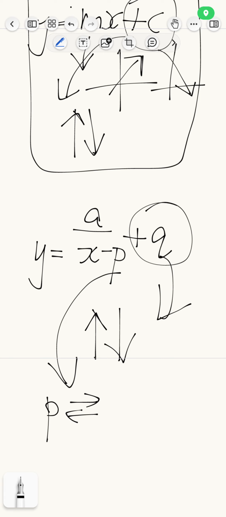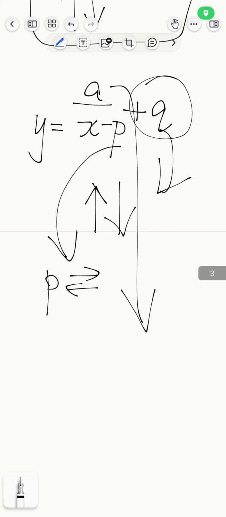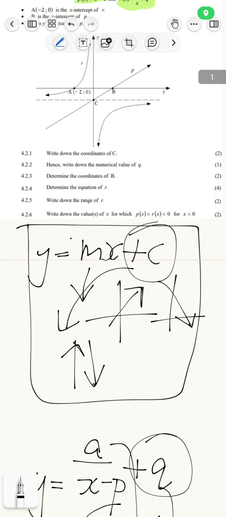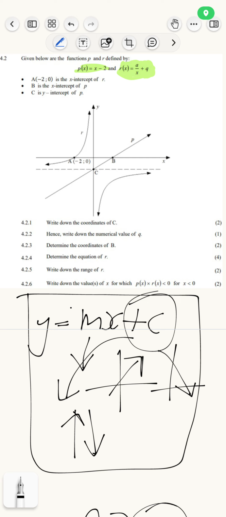Then you also have this a over here, and what we know for our hyperbola is if a is positive, that determines our quadrants. So positive a is going to be first and third, and obviously negative a will be second and fourth. So as soon as you see the equation, you should know a ton of things. So before we even looked at the picture, we know that's a straight line, that's a hyperbola. All right, let's get into the questions.